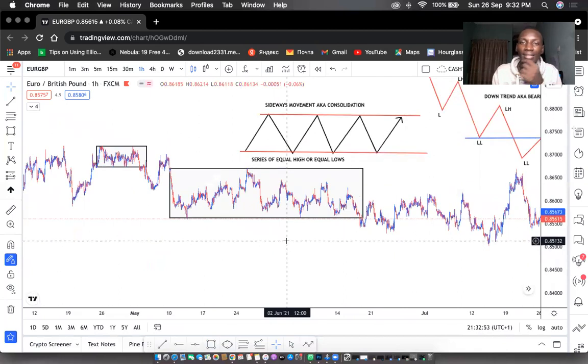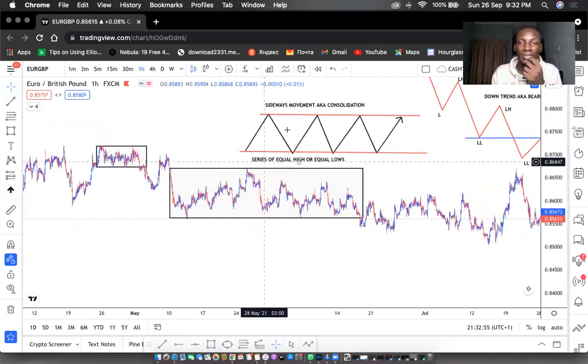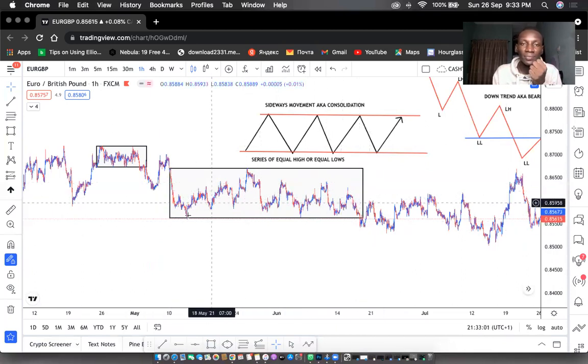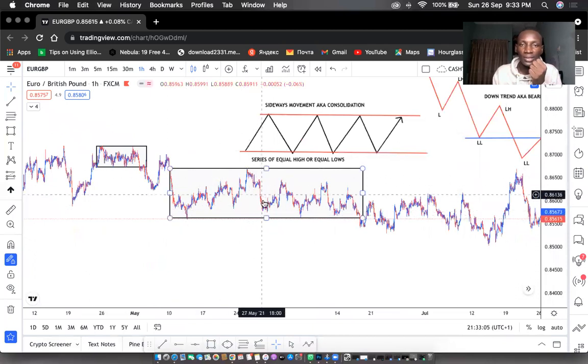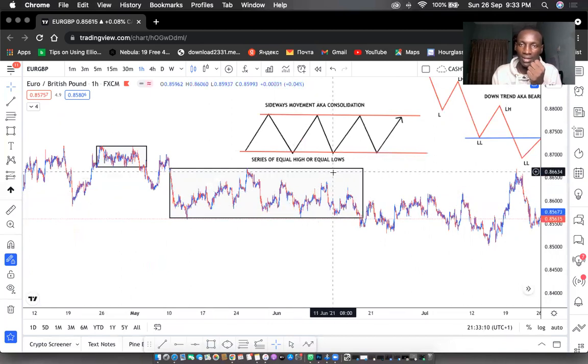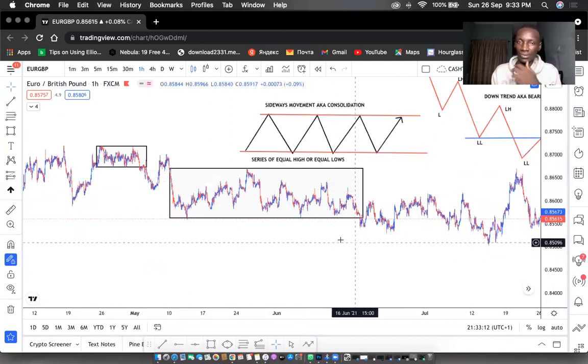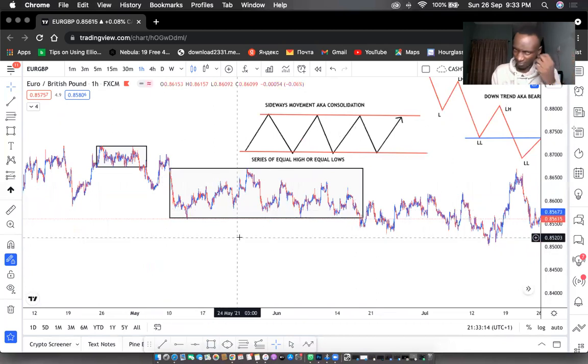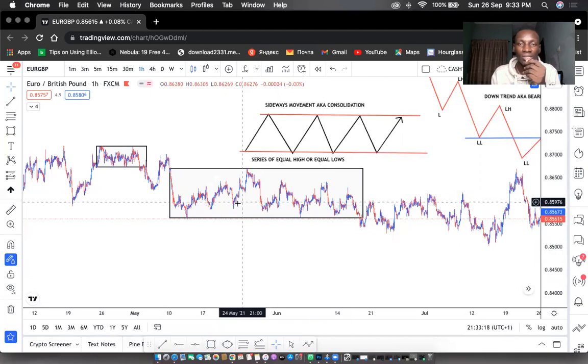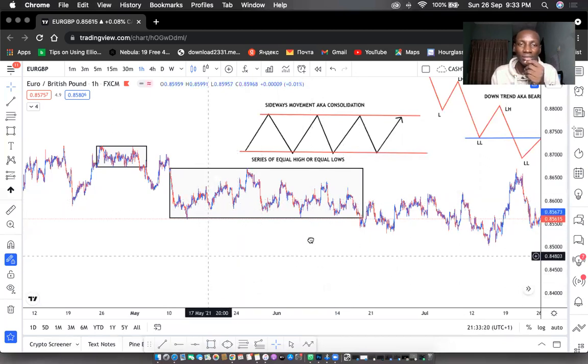Now, what are the attributes of a sideways move? We say when we see series of equal highs and equal lows. When you look right here, market went from this point to this point and it came down to this low here. It went back up, came down. It wasn't trending downwards or upwards. It was just trending sideways. These are the ones we call consolidation.